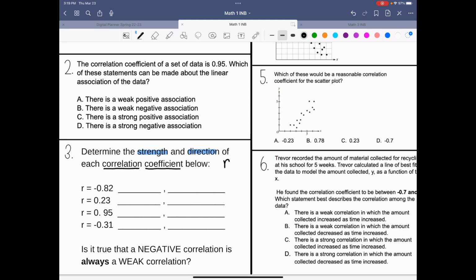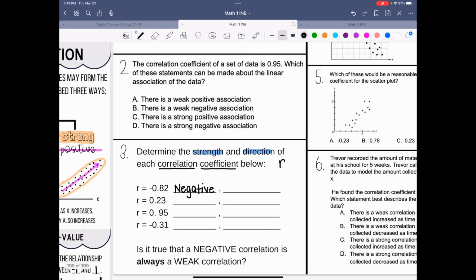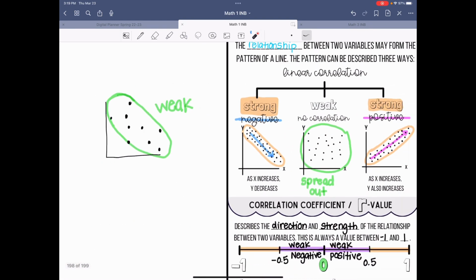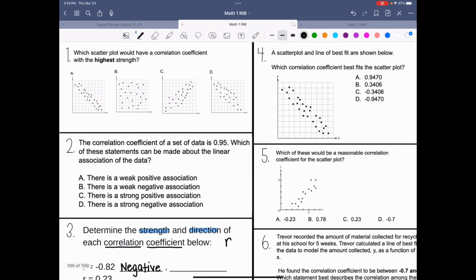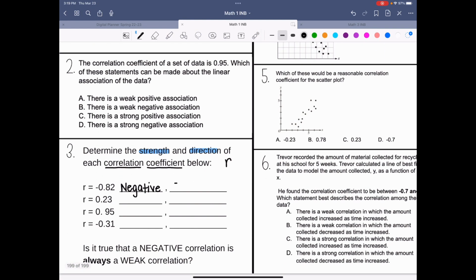So when I look at negative 0.825, first thing I notice is that I have a negative number. So this is a negative correlation. And 0.825, if I think about my number line, is somewhere in this range. So 0.825 is past negative 0.5 and closer to -1. So we're going to call that negative and strong.